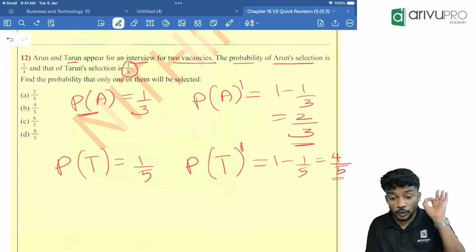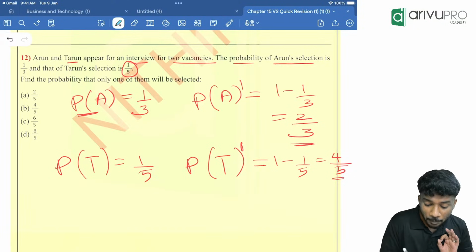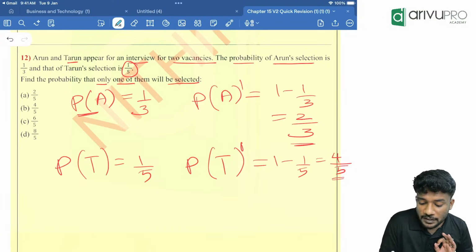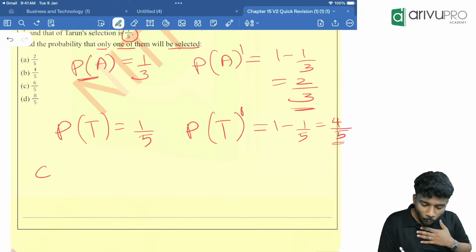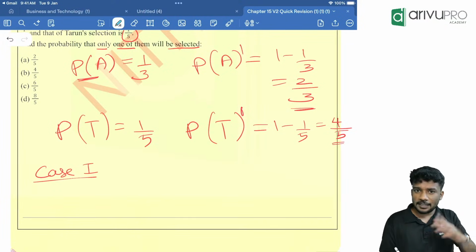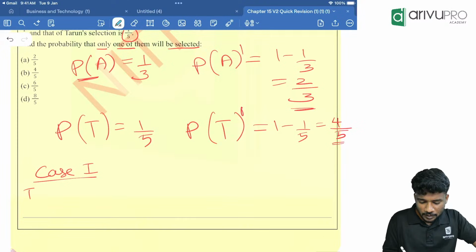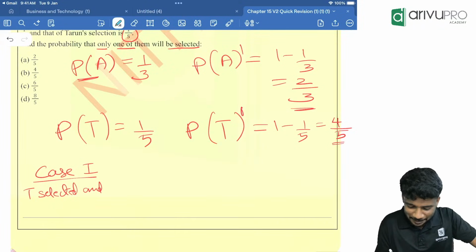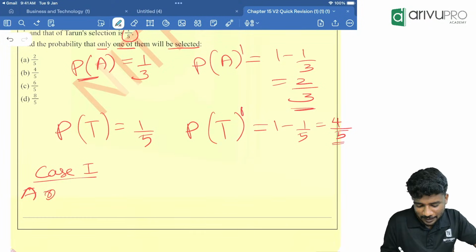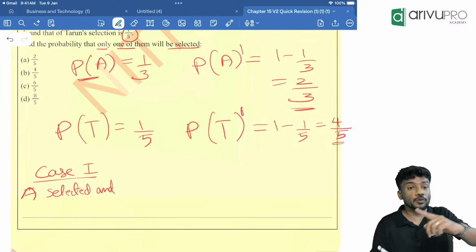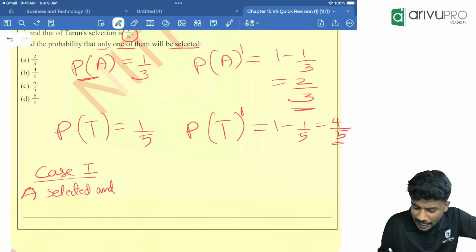Now the question is what? Read the question carefully. Find the probability that only one of them will be selected. Only one of them will be selected means case 1. Case by case I'll write. Arun selected, and means we will use into, or means we will use plus, and Tarun not selected.